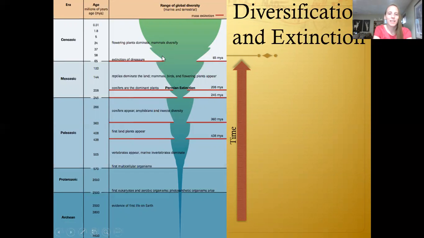This one here is one you might be familiar with, the extinction of the dinosaurs, which they were probably finished off by an asteroid impact, though climate change from volcanic eruptions and stuff probably put them on the edge.